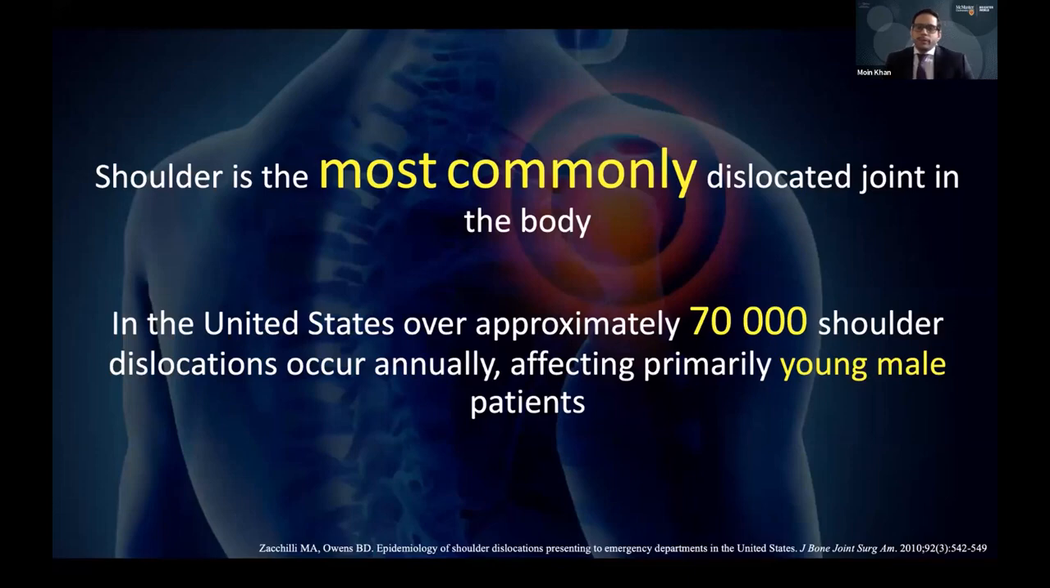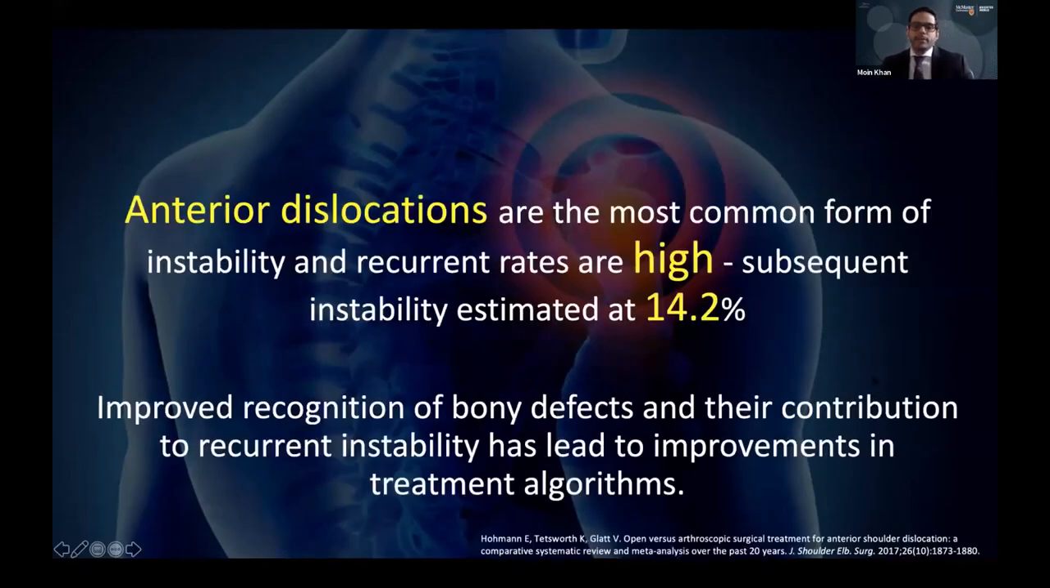So why is this important? Well, the shoulder is the most commonly dislocated joint in the body. And in the United States, there are over 70,000 shoulder dislocations that occur annually, primarily affecting young male patients. Anterior dislocations are the most common form of instability, and recurrence rates are high. Subsequent instability overall is estimated to be about 14%. And with improved recognition of bony defects and their contributions to recurrent instability, this has led to an improvement in our treatment algorithms.